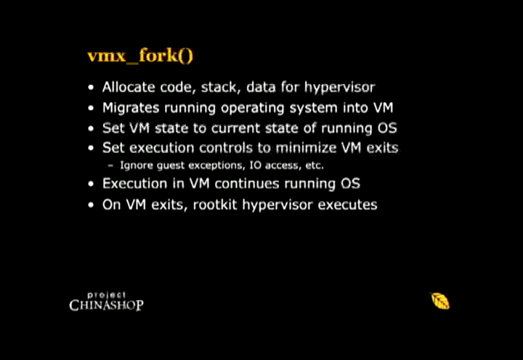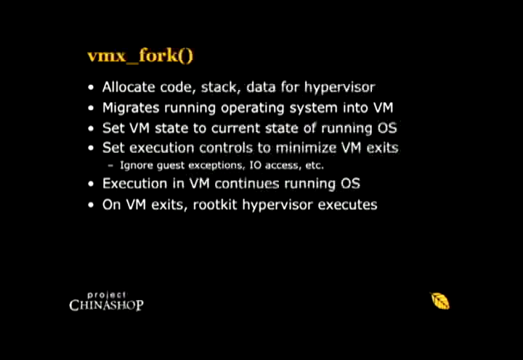So when you're actually forking the system, you need to create the memory for the hypervisor, carve out code, stack, and data space for it, and initialize the VM state to that of the running operating system. And then figure out the execution controls you want to minimize VM exits. For a rootkit, we say we don't really care about guest exceptions. We'll let the OS handle them. If it doesn't handle them, it'll crash just like it normally does.